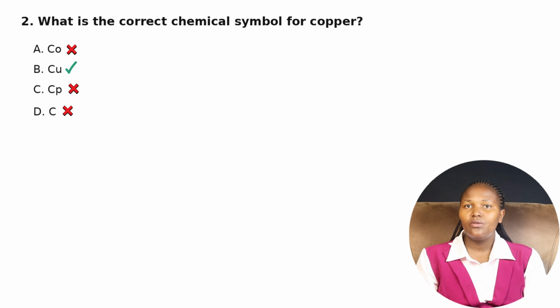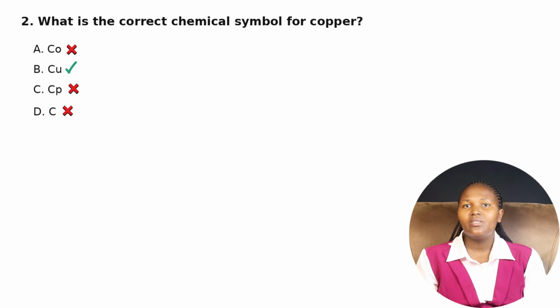Now, as a learner, you should always remember that some symbols come from English names, such as O for oxygen and N for nitrogen, while others come from older or Latin names, which is why the symbol may not look exactly like the English word.